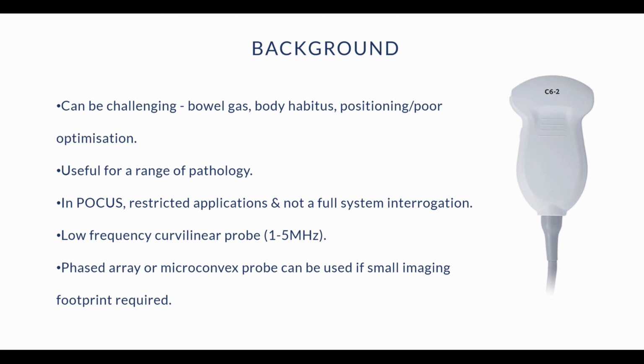Remember, we are not trying to replace, nor would we have time to replace, the comprehensive, full system interrogation performed by sonographers or radiologists. Abdominal ultrasound requires use of the low-frequency curvilinear probe, which provides optimal tissue penetration at the expense of resolution. A phased array or microconvex probe can be used if a small imaging footprint is required.